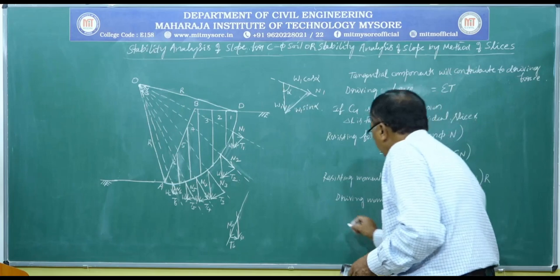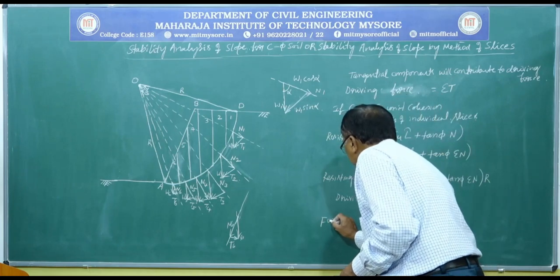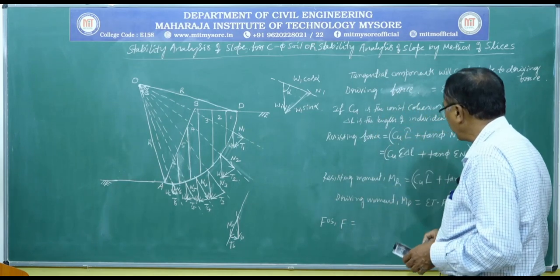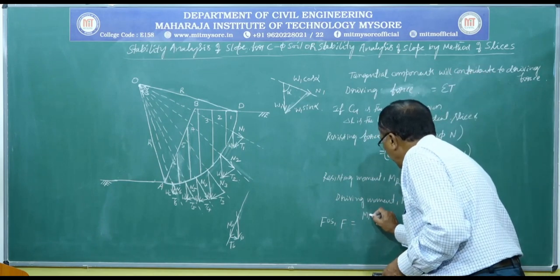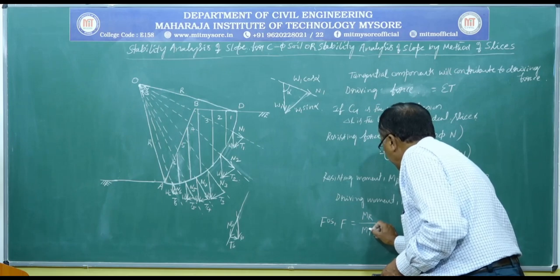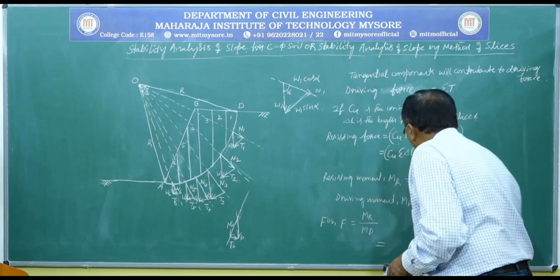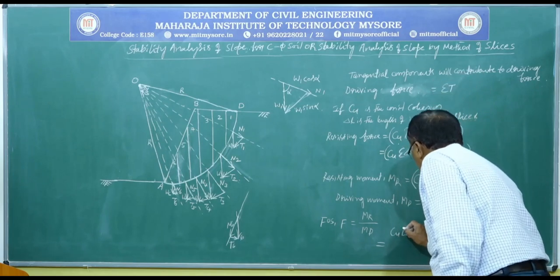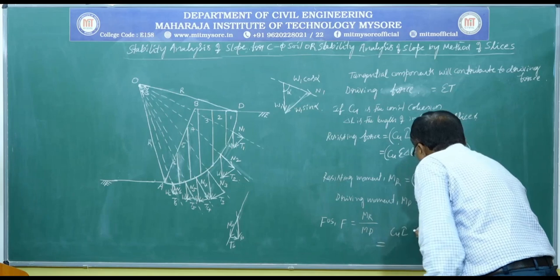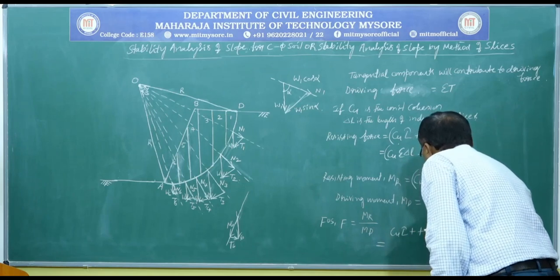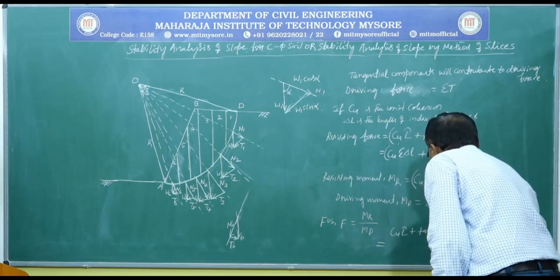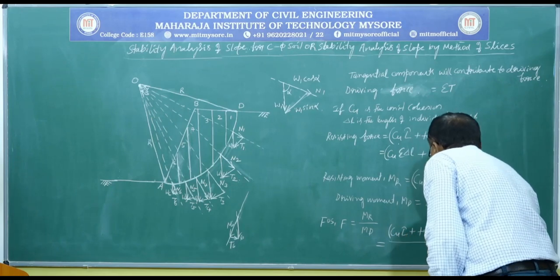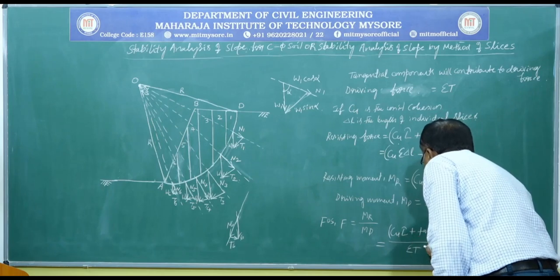Then lastly, the factor of safety F is equal to MR, the resisting moment, divided by MD, that is equal to Cu L arc plus tan phi times sigma N, multiplied by R, divided by sigma T times R.